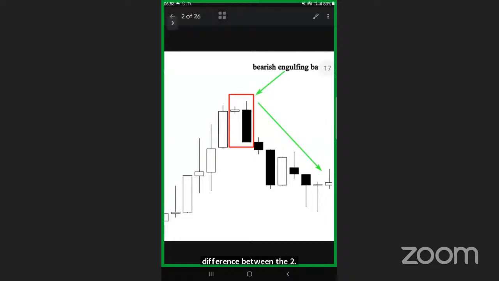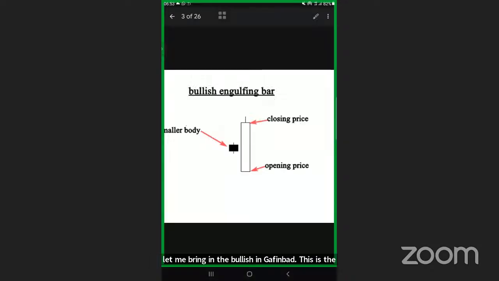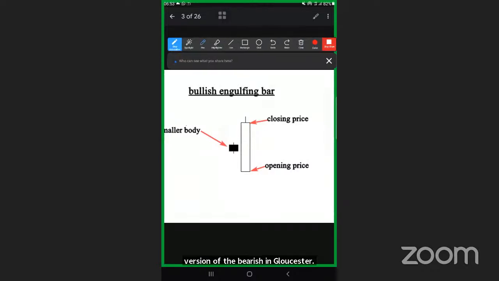Now we're going to pick it from there. To those who were not with us yesterday, that's what we learned about the bearish engulfing bar. So let me bring in the bullish engulfing bar. This is the bullish engulfing bar. It is the opposite version of the bearish engulfing bar. Can you see now the presence of the candles? This one is a small body.